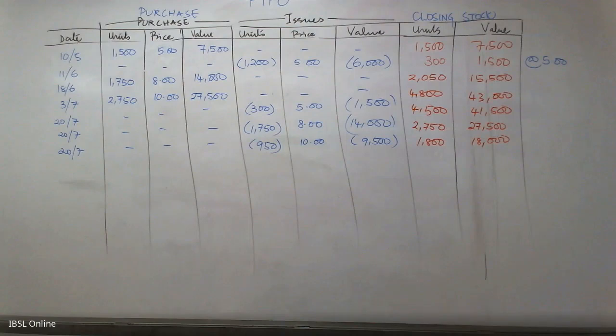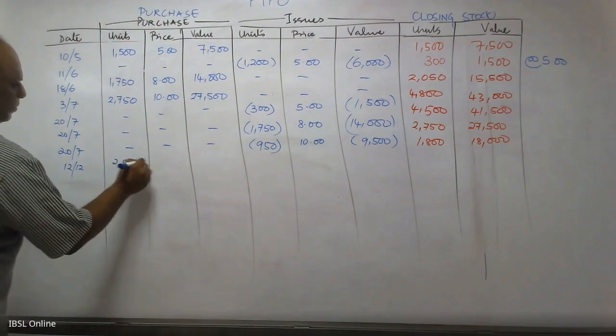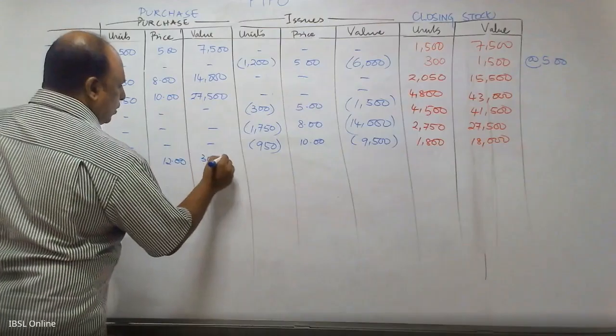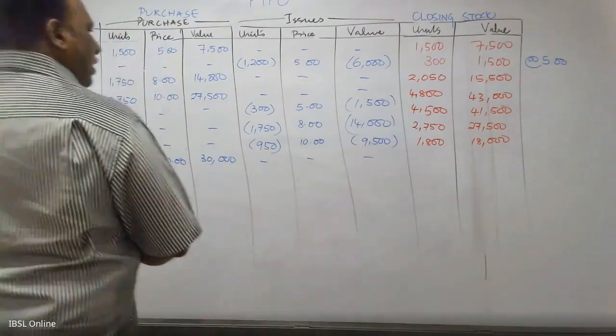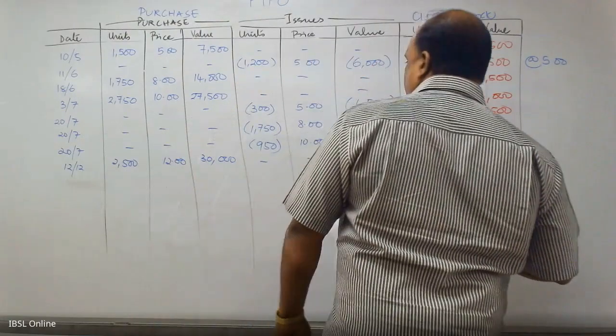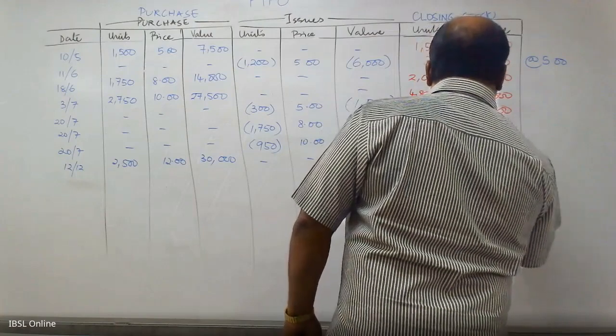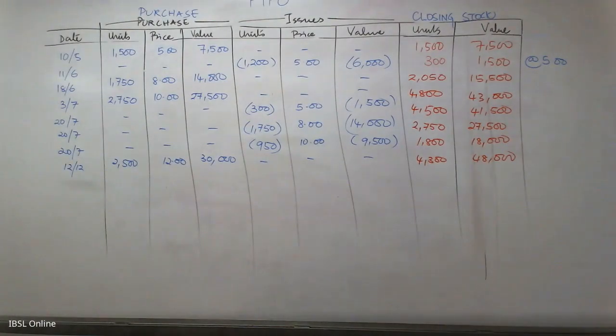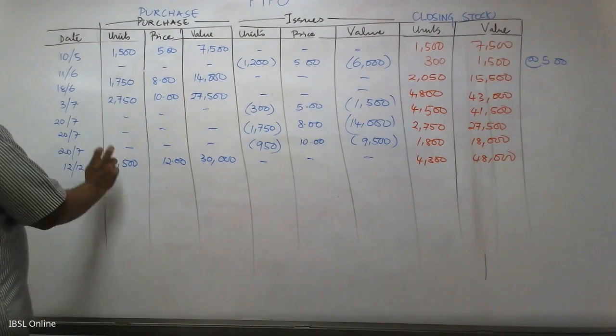And the last two transactions. On 12th of December, you are getting 2,500 units at the rate of 12. How much is that? 30,000. So that will give you 4,300 units at 48,000. Now I have 4,300 units, which is a combination of 1,800 units of this and 2,500 units of this.